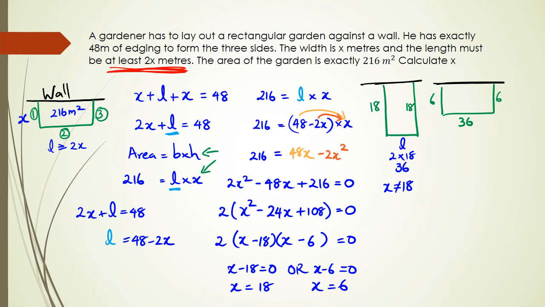So therefore, we can say that x can't be 18. X has to equal 6. So the length condition is satisfied. Because if we put it at 18, then we don't actually have enough edging to cover the entire rectangle, the entire garden area. So in this case, we say the final answer is x equals 6, and that's basically it, guys.